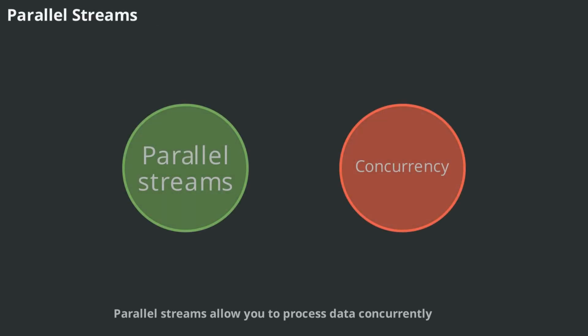Parallel streams allow you to process data concurrently, potentially improving performance for large datasets. However, they should be used with care, as not all operations are thread-safe. Interviewers may ask about the pros and cons of parallel streams.